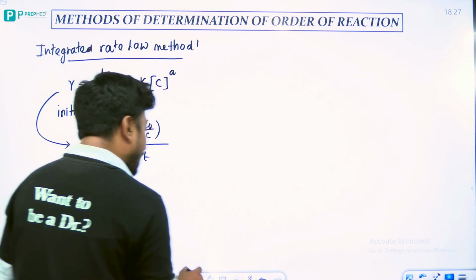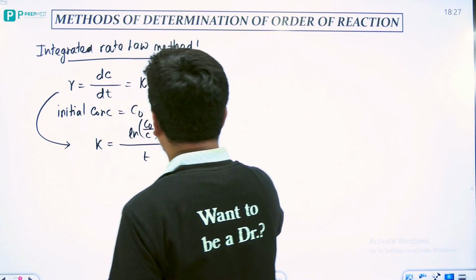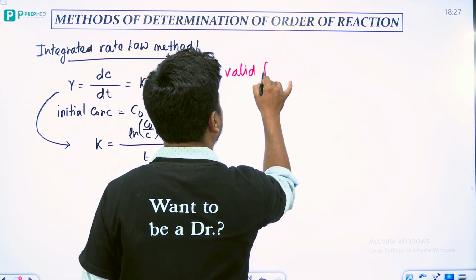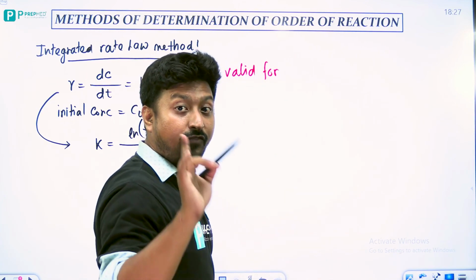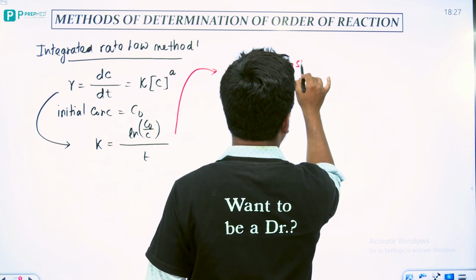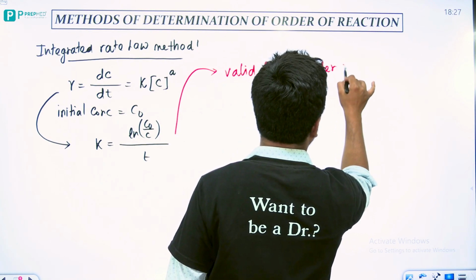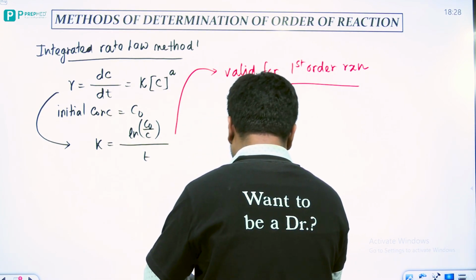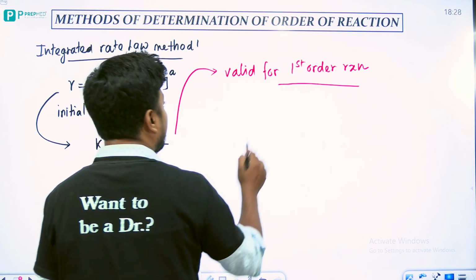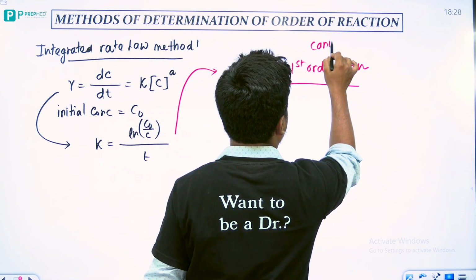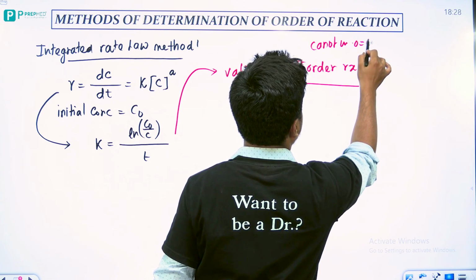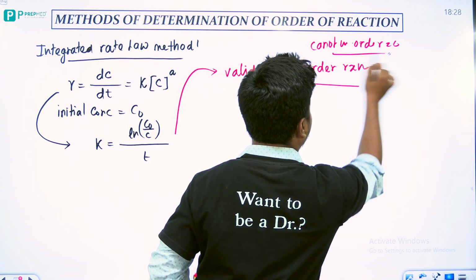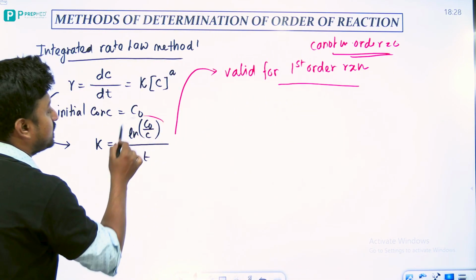Now the thing is, one trick I will say here, that this equation is only valid for, remember, first order reaction. This is only valid for your first order reaction, because here we cannot use order equal to 0. If order is 0, then this part will be undefined.